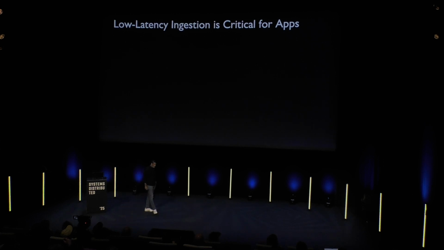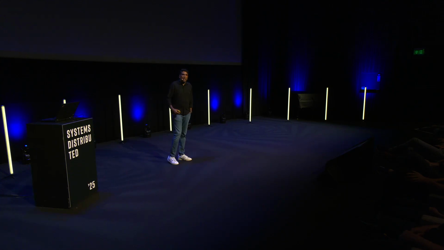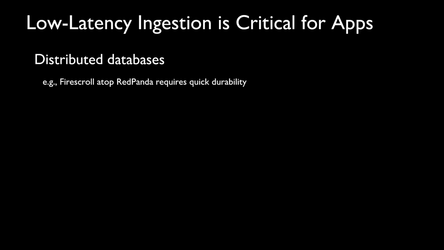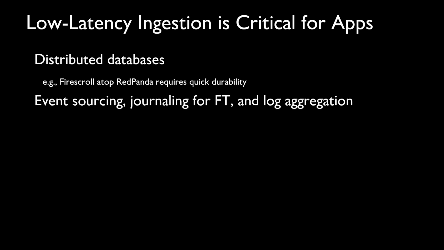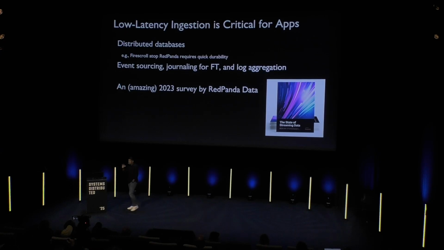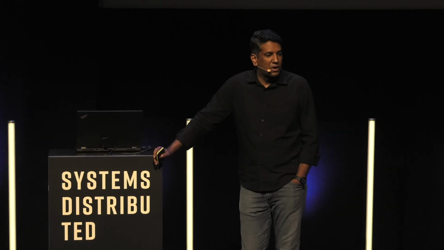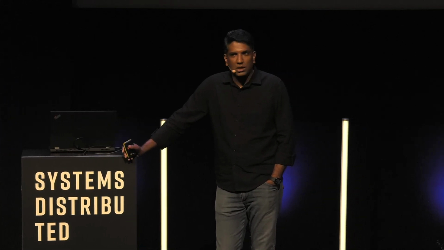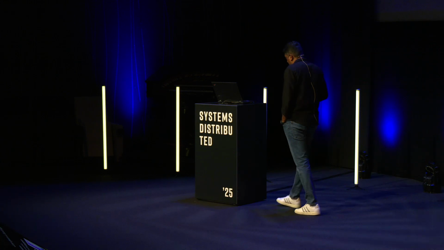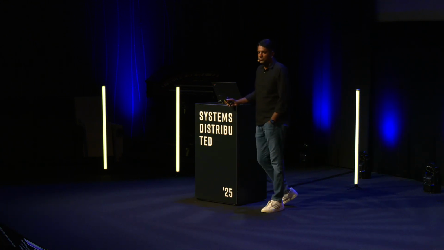The problem is low latency ingestion is very critical for applications. For example, distributed databases, which are actually built on top of Kafka, like FireScroll, require quick durability and low latency. There are several other applications which also have the same requirement. More broadly, there was this amazing survey by RedPanda Data in 2023, and by the way, this report is public. They interviewed 300 practitioners who were using Kafka in production and asked them what kind of latency actually matters to them. About 100 of them, one third of the interviewees, said that append latency is the one that they care about. So it's a very important problem for them.